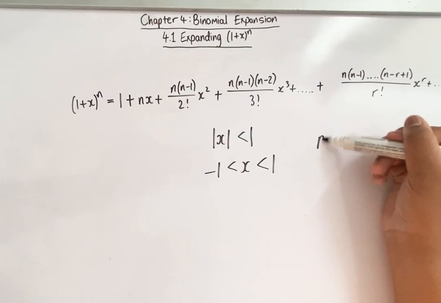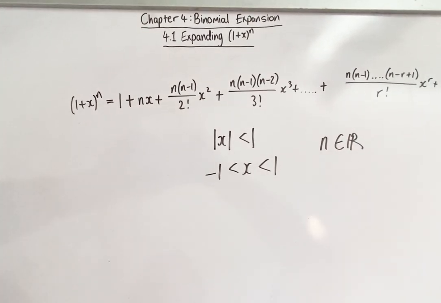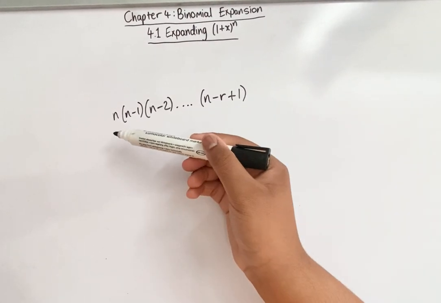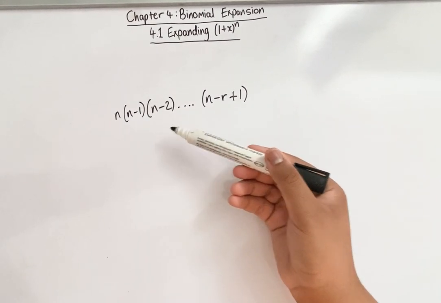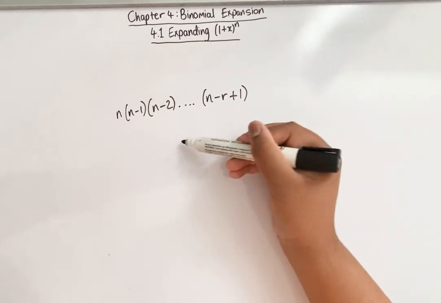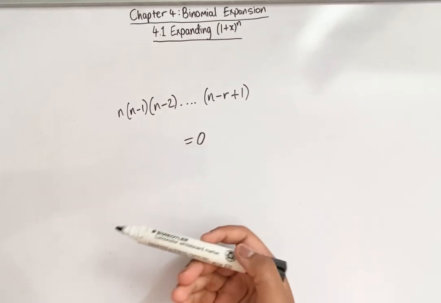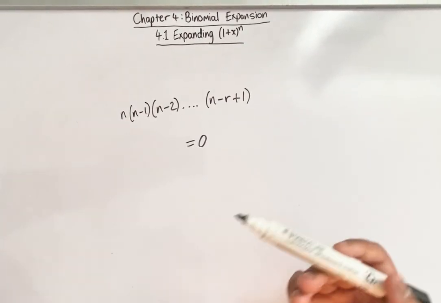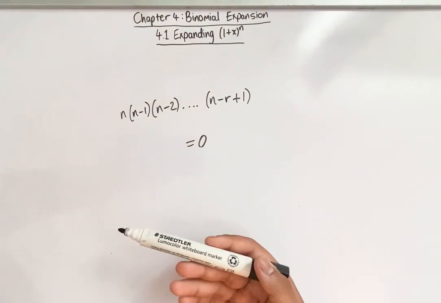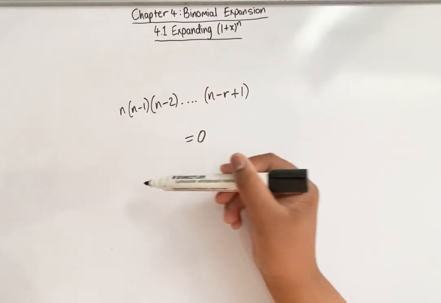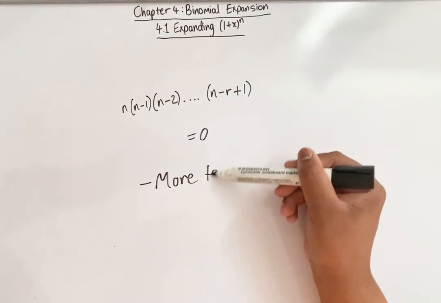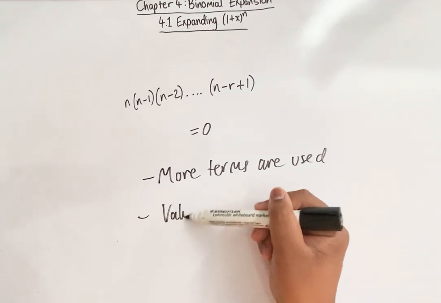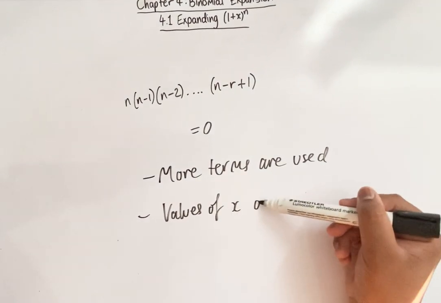And in most cases where n is real, because n is not a natural number, none of the factors of the coefficients for the x terms, n, n minus 1, n minus 2, all the way to n minus r plus 1, are equal to 0. So this version produces an infinite number of terms. However, you can use a finite number of terms to get algebraic and numerical approximations to expansions, and these are more accurate when more terms are used, or when the values of x that you substitute are closer to 0.